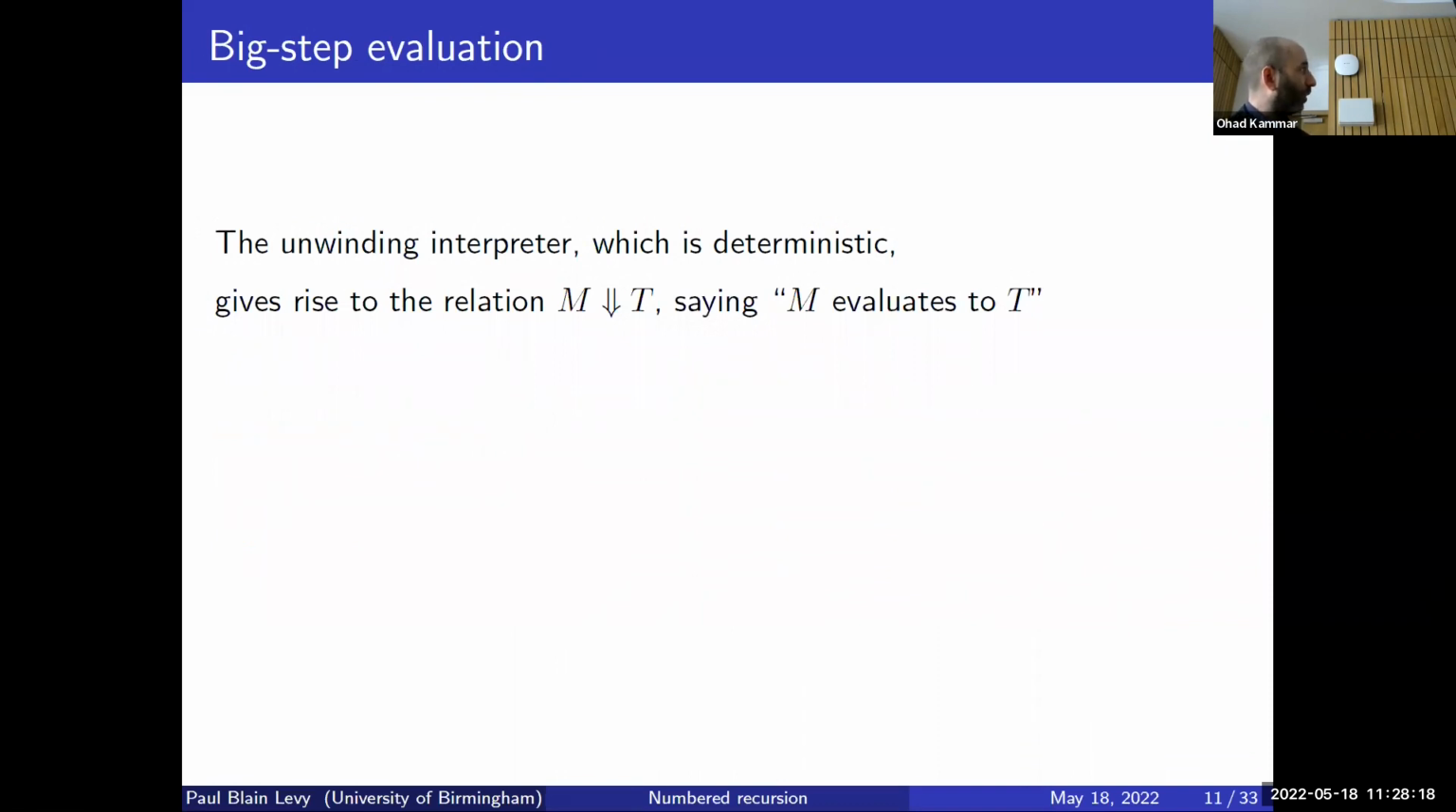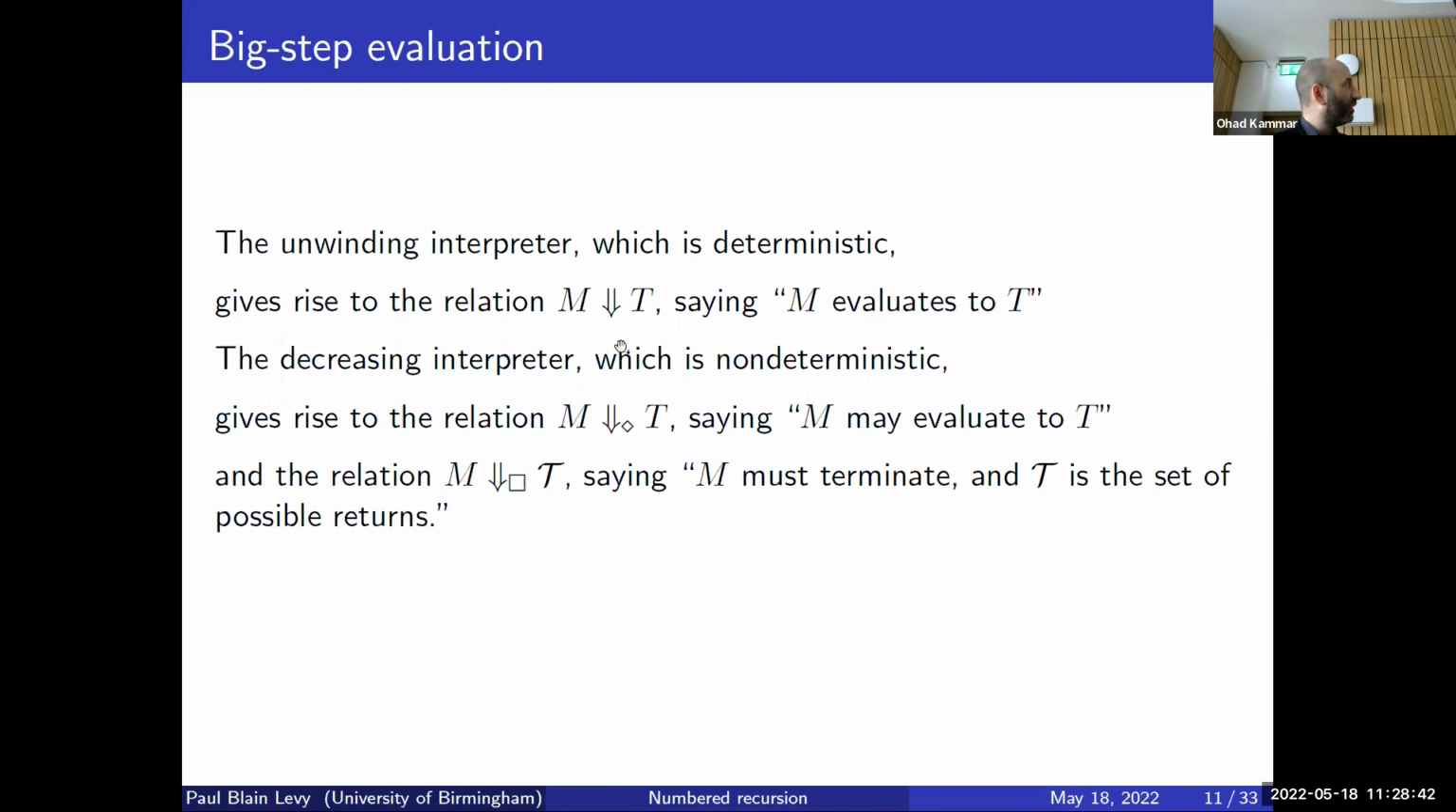Okay, so at the moment we've just worked with interpreters, right? But it's convenient to have big step relations when we're talking about evaluation. So for the unwinding interpreter, the deterministic one, we just have a relation like this, which says M evaluates to T, and that's inductively defined. Now, the decreasing interpreter is non-deterministic in a special case.